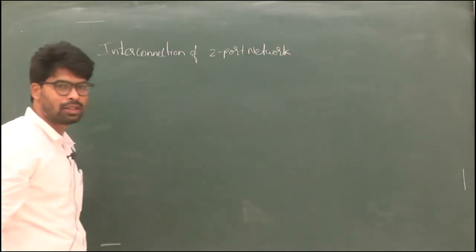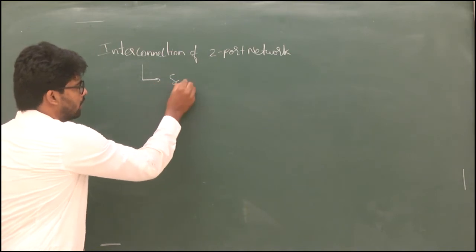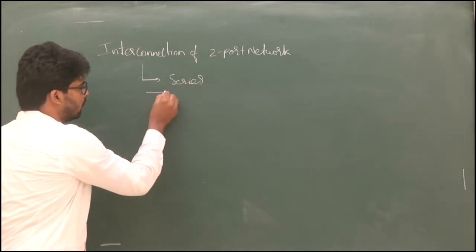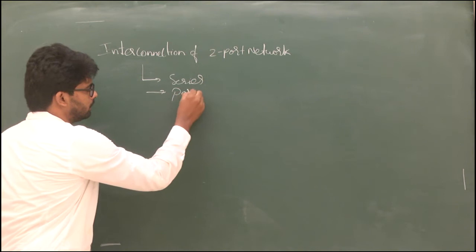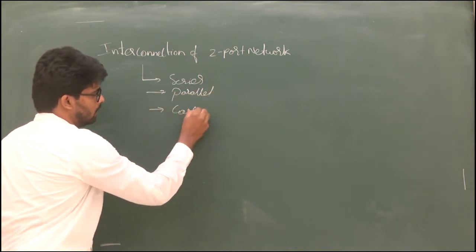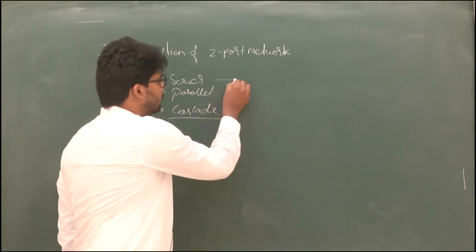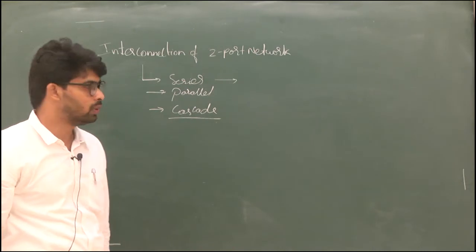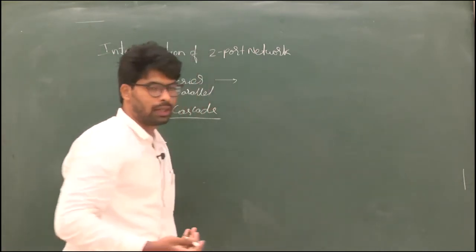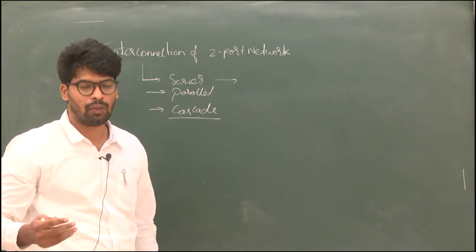In this interconnection of two-port networks, we have three interconnections: series interconnection, parallel interconnection, and cascade link. Okay? So in series interconnection, what we intend to do is, when two networks are connected in series, to represent that in one form.